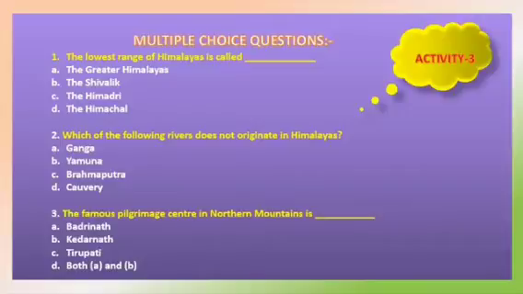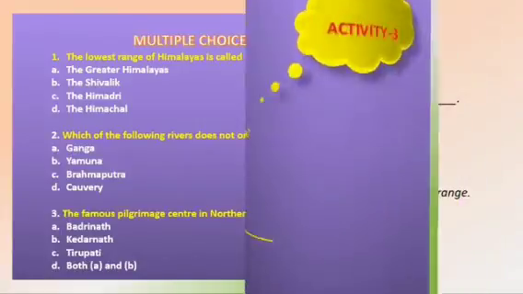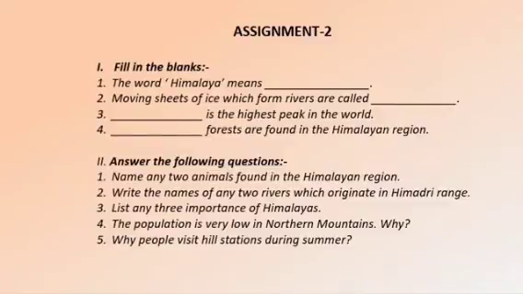Question number 3. The famous pilgrimage center in northern mountains is dash. The four options are Badrinath, Kedarnath, Tirupati. Option D, both A and B. Let us go through today's assignment.